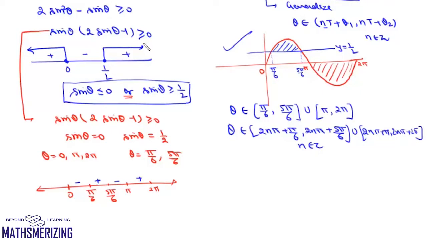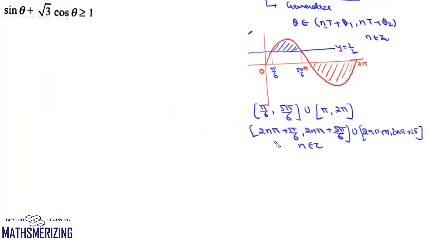So what do we need? We need greater than or equal to 0. So that means we need the intervals from pi by 6 to 5 pi by 6 or from pi to 2 pi. So here again we'll say this theta should lie between pi by 6 to 5 pi by 6 or from pi to 2 pi, and then again we can generalize this solution by adding 2n pi.